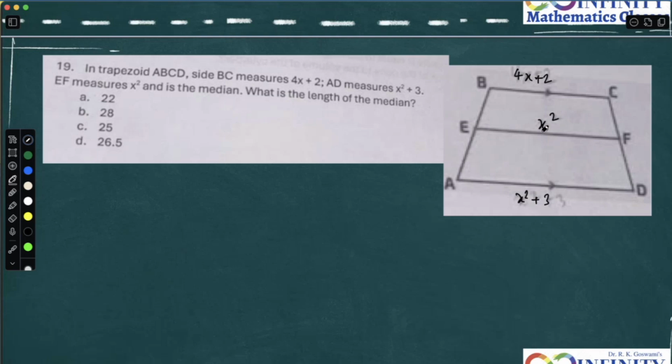EF is the median, which means it goes through the midpoints. These two are equal, and these two are equal. It is just the median basically. What is the length of the median? We need to find the length of the median.